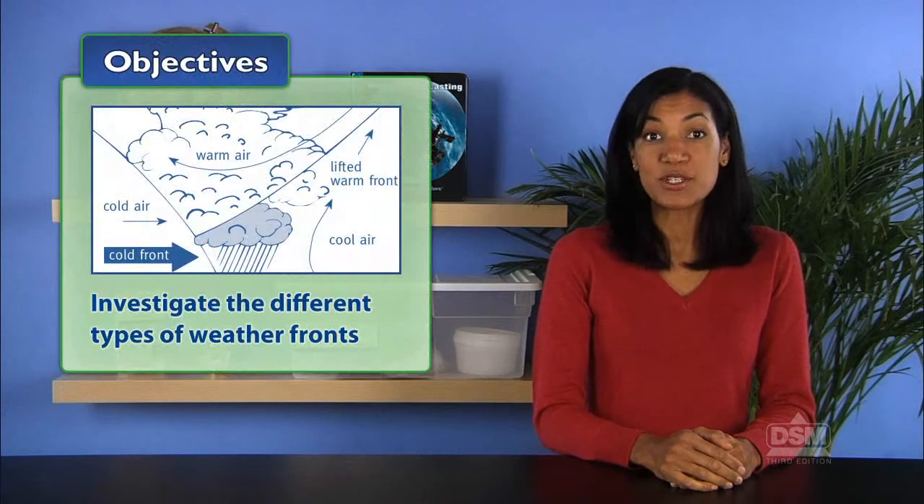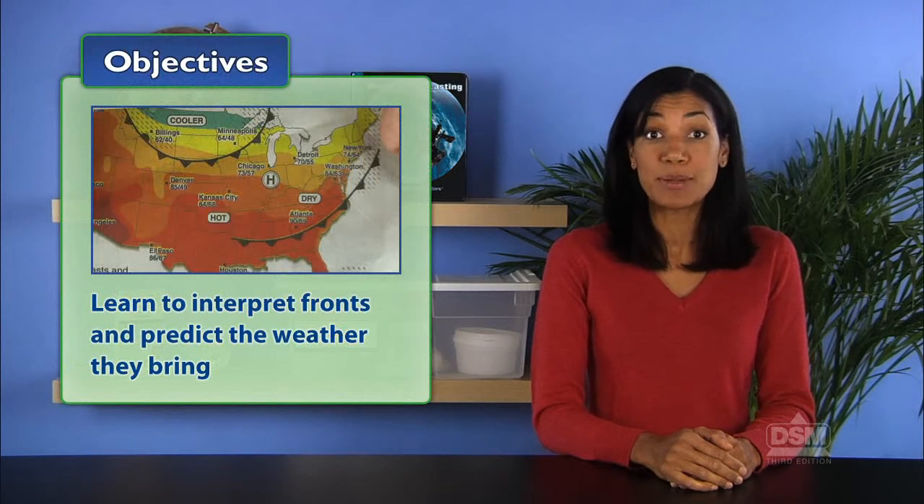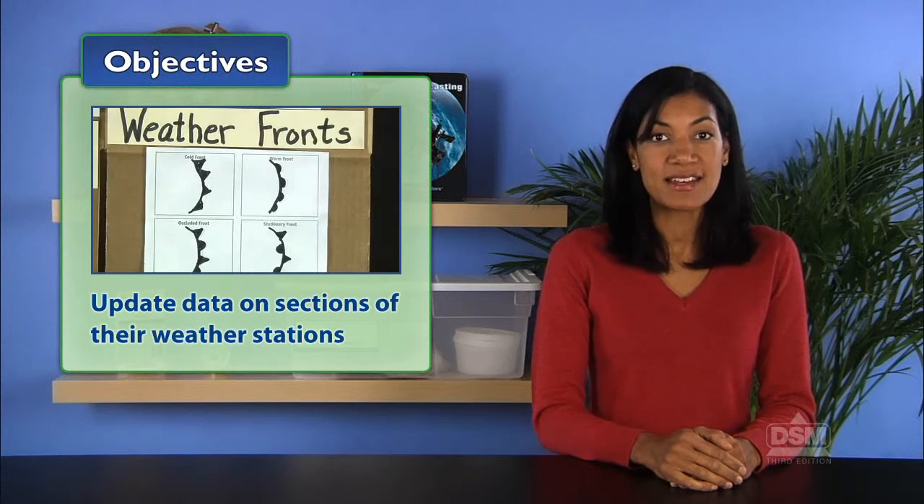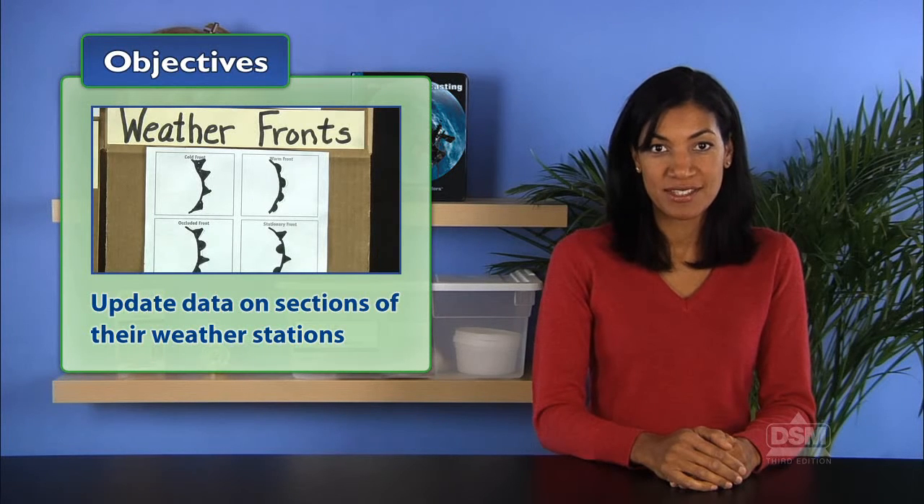In Activity 7, Weather Fronts, students discover what fronts are and learn how to track them on a weather map. They first investigate the different types of weather fronts, and then learn to interpret fronts and predict the weather they bring. Students also plot weather fronts on a map and finally update data on sections of their weather stations.